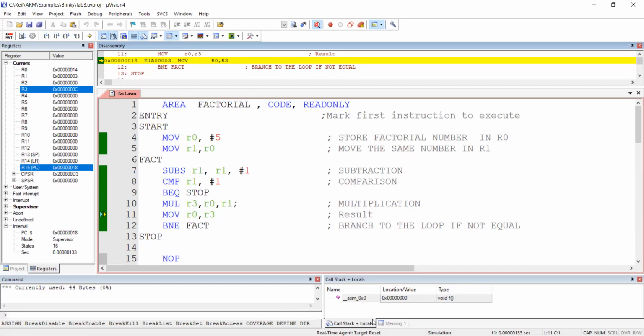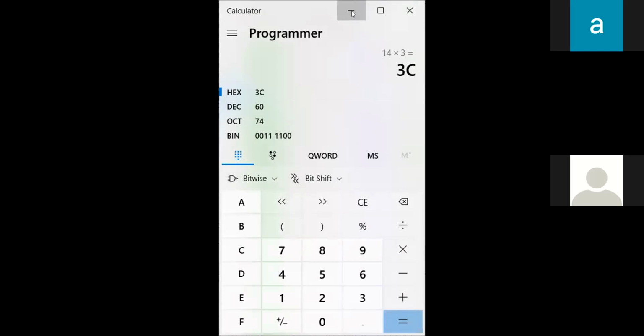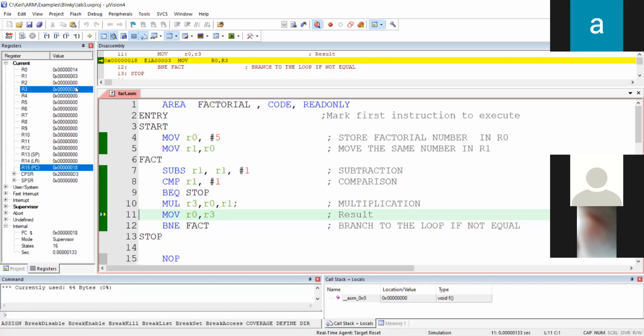Okay. So let's check whether 14 into 3 gives 3C on the calculator. Clear? Okay, in the hexadecimal 5 star 4 is 14, which you have got. 14 star 3 is 3C. So in the software also, we have got 3C. Hope it is clear now.